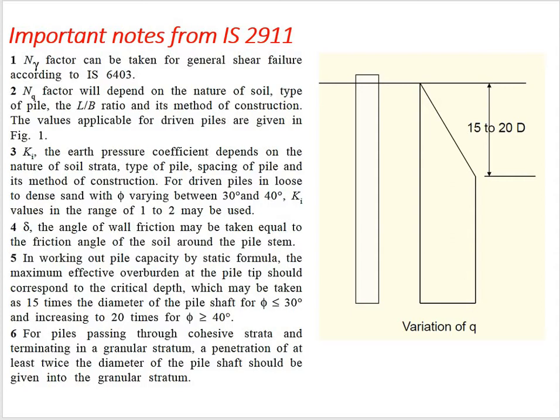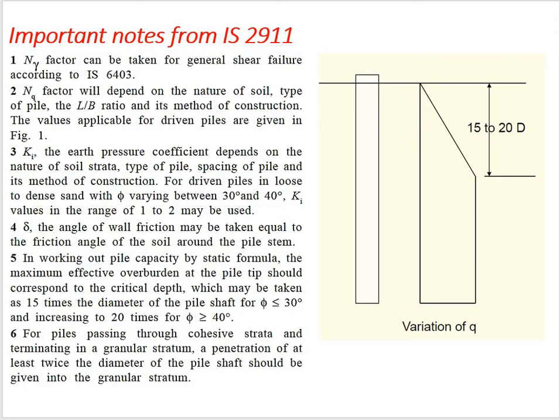Next is delta, the angle of wall friction. It is generally equal to the friction angle of the soil around the pile stem. So whichever soil you are encountering in the field, the phi value of that soil is taken as delta itself. Now another thing is finding the effective overburden at the pile tip for a critical depth. So which depth you will take as the effective overburden pressure, or to which depth it will vary. You know that on the surface, on the ground level, the stress is 0. So as you go down, the stress will keep on increasing, but to which depth you will increase that effective overburden, and after that from which depth you will consider a constant overburden.